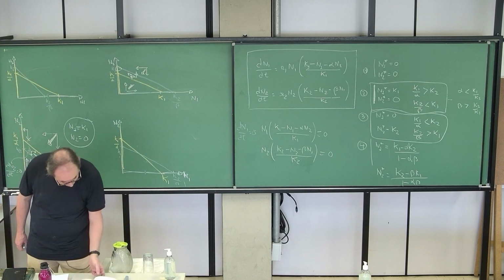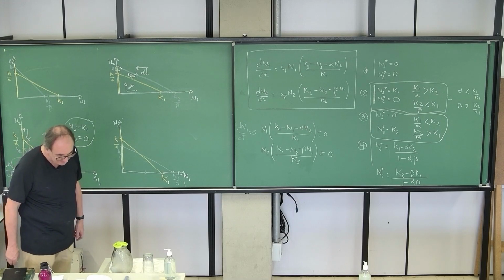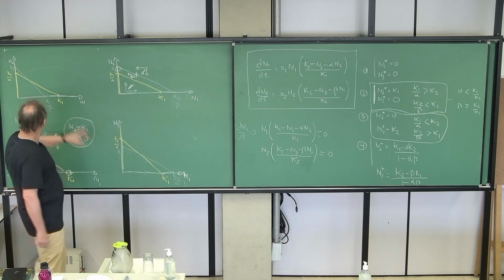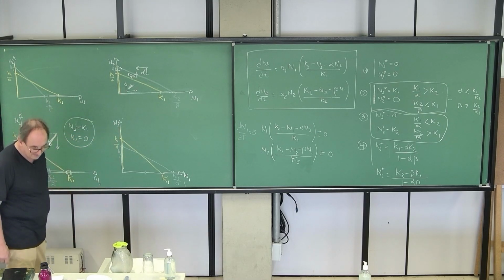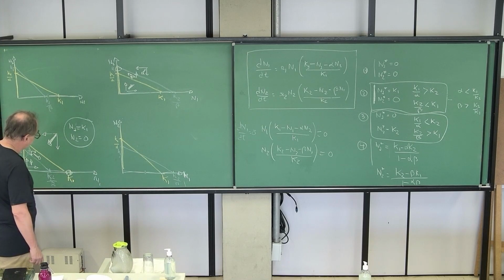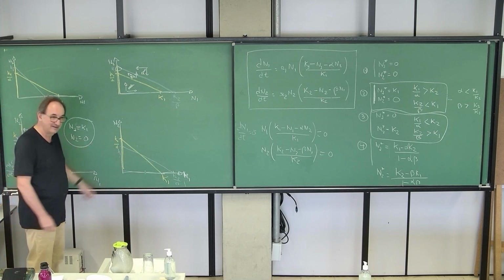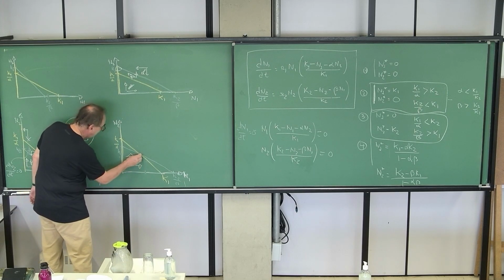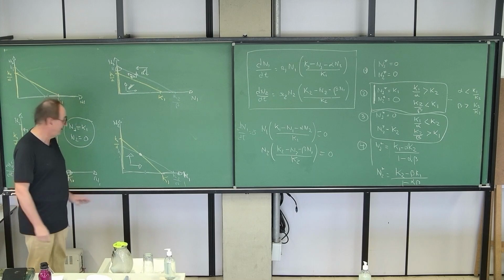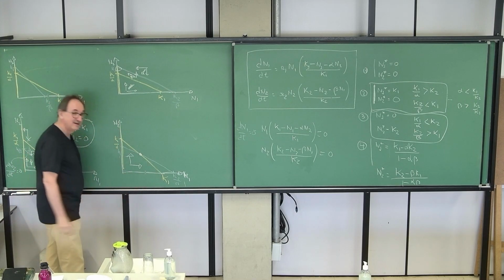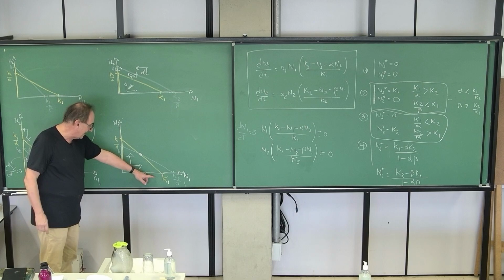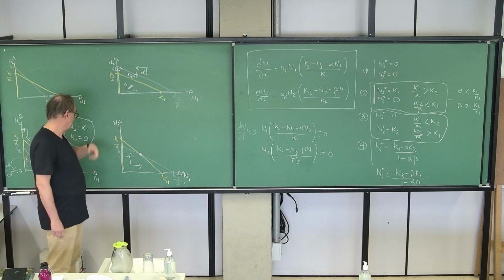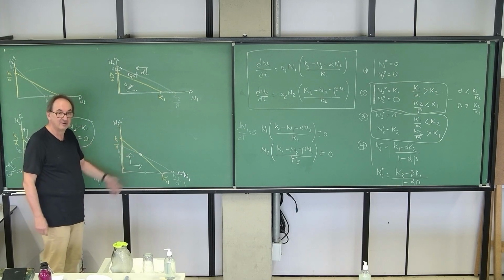where we have the crossings. Okay, so now let's look at this one, and we start as usual. And here's the fixed point. But alpha has these fixed points: n1 equal to K1 and n2 equal to 0, and n2 equal to K2 and n1 equal to 0 are always there.